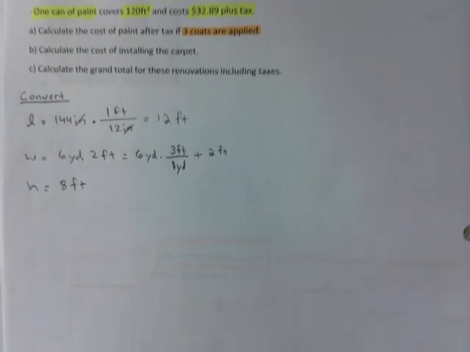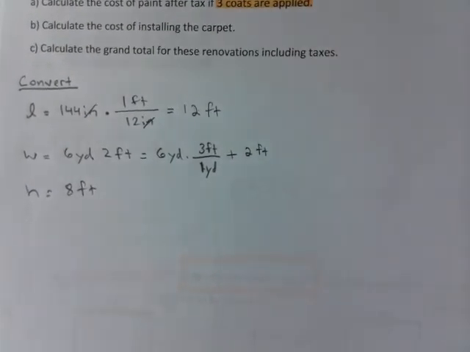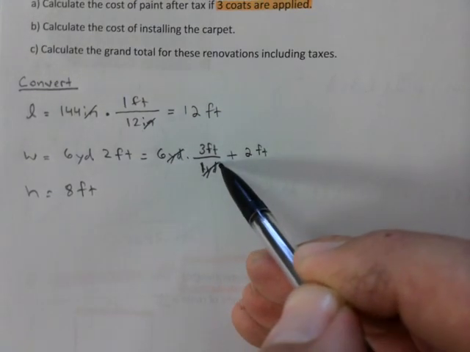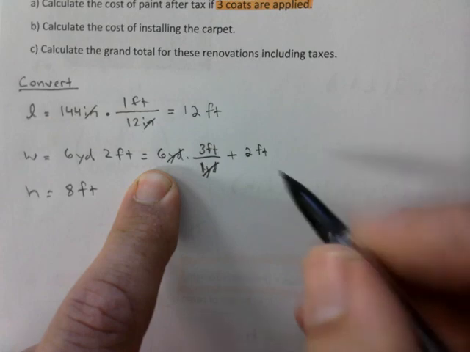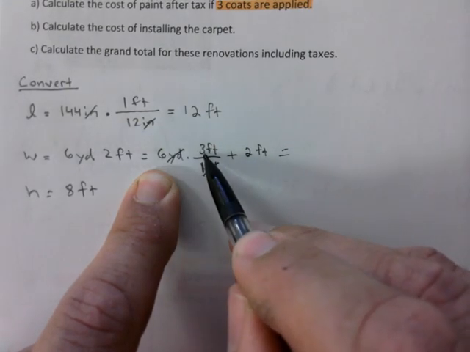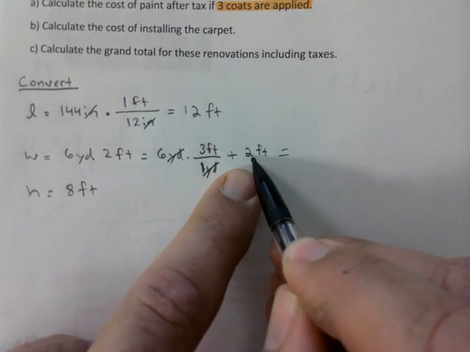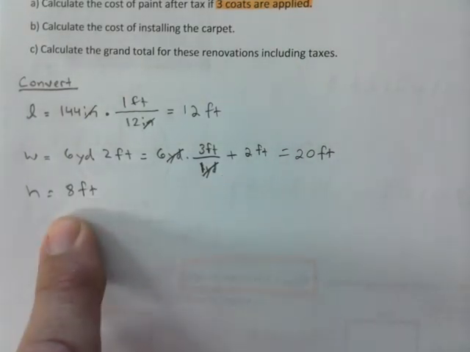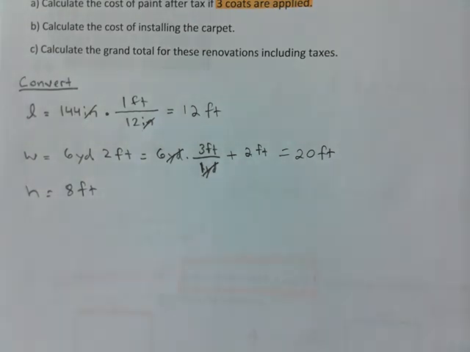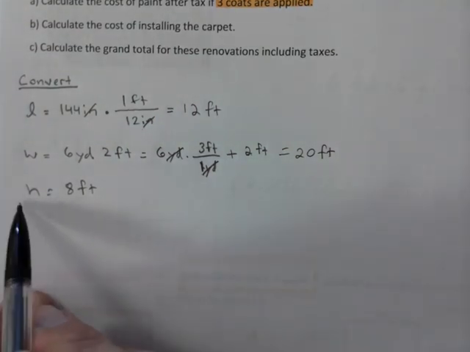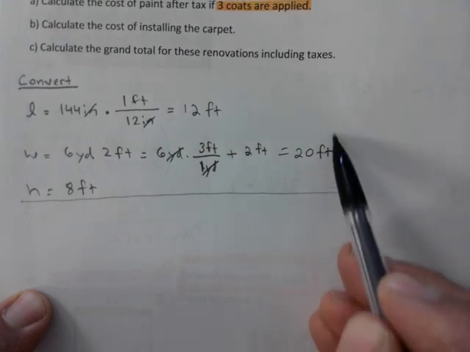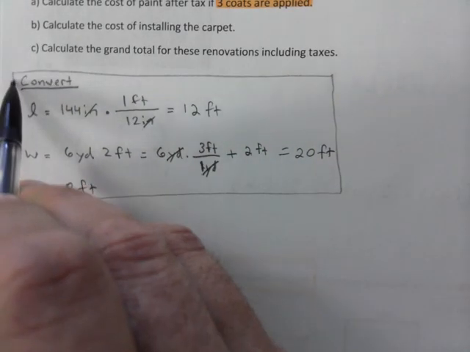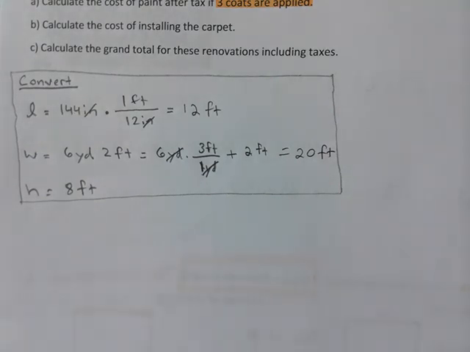Let me zoom in. Some of you are probably squinting, right? Like, it's too small. So this yard goes with that yard. Let's do some mental math here. 6 times 3, 18, right? Plus 2, 20. Okay, so 20 feet exactly is the width of that room. And this is already 8 feet, so no conversion necessary. I'm going to box this in just to say, hey, we did this to make our lives a little easier when we're trying to figure out the cost.